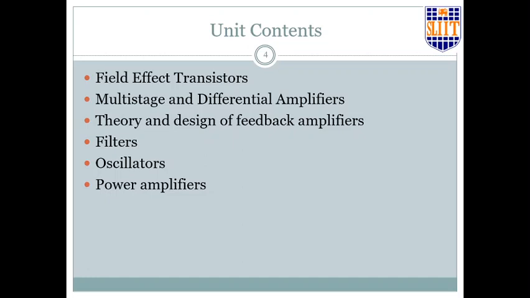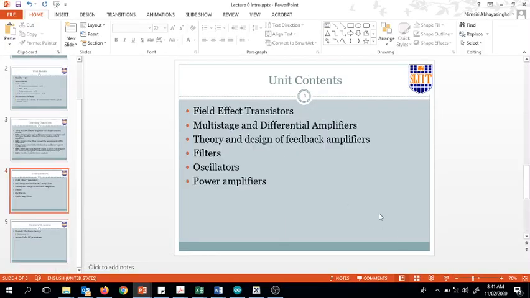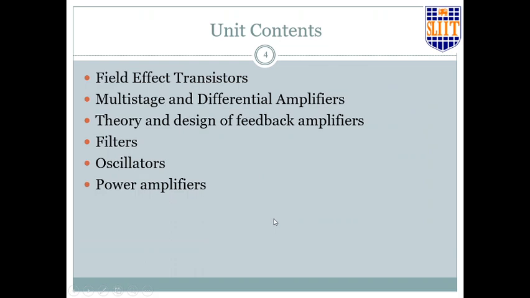Now although this is the order in the unit outline, which is already there on the course web as well, I'll be swapping around the topics so that you are ready for the assignment. The assignment will be available in the third week, which is filter design. So I'll be talking about filters just after field effect transistors, right? So that you get enough knowledge to start off with your assignment, right?